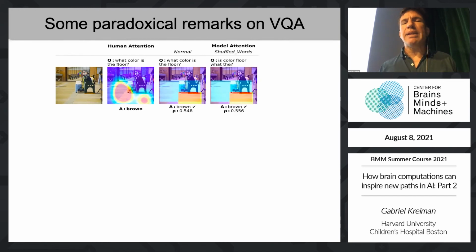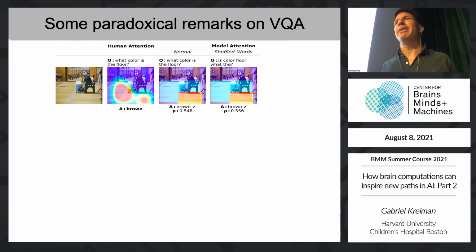Okay. But then we did things like shuffle the order of words. So we asked the model, is color floor what then? I don't know what that means. So we just randomly shuffled the words, and the model answered brown. So the model basically didn't care about the order of the words.